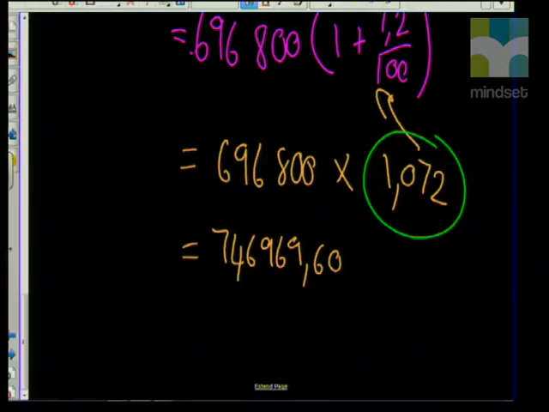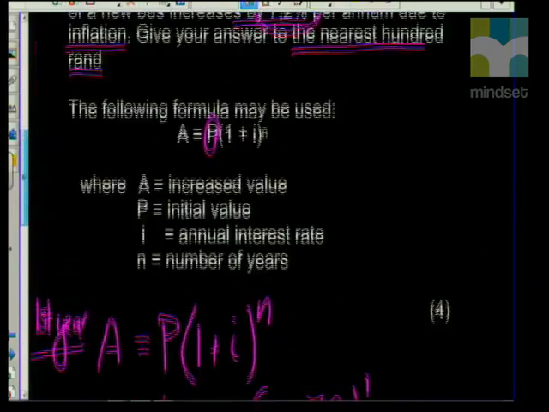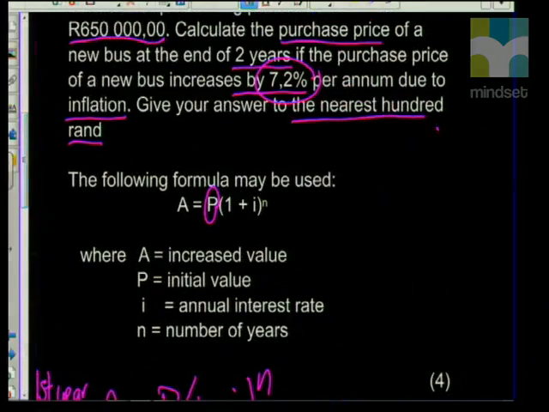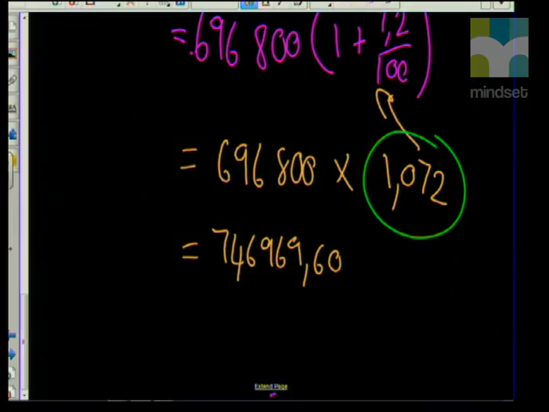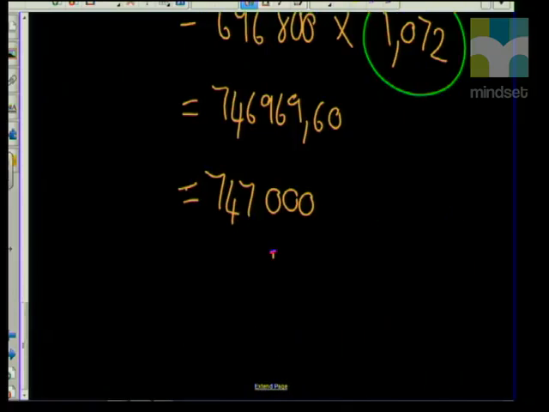Now, let's get our final answer, because do you remember that it said we must get it to the nearest 100 Rand? So have a look at this answer, and we see we're at 746,969. Now, 69 is over 50, so I need to get up to the next 100 Rand. But 900 will become 1,000. So in fact, this answer is going to change, and it's going to be 747,000. Okay? You can't round down.